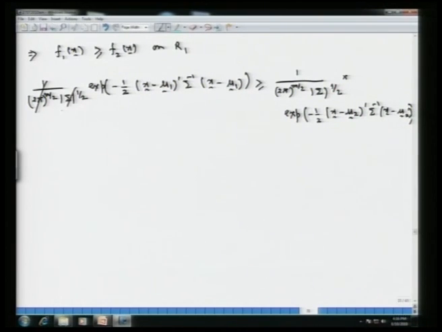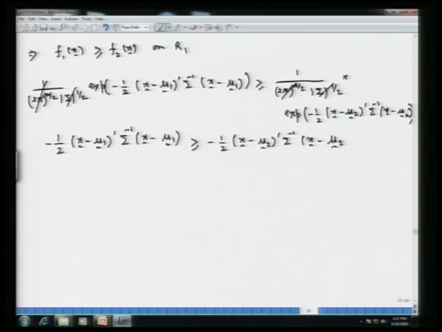So, these two terms cancel out with these two terms, and we simply have the following. Let us open the two exponents. One can get rid of the exponents also, that is not a problem, because we take a log on both sides. Taking log on both sides, what we see is minus half (x minus mu 1) transpose sigma inverse (x minus mu 1) is going to be greater than or equal to minus half (x minus mu 2) transpose sigma inverse (x minus mu 2). Let us write the terms out here. This minus half can also be absorbed because it is common on both sides.